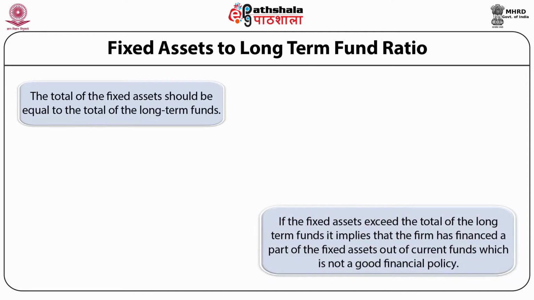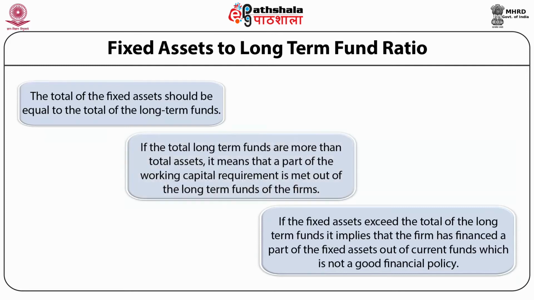If the fixed assets exceed the total of the long-term funds, it implies that the firm has financed a part of the fixed assets out of current funds, which is not a good financial policy. If the total long-term funds are more than total fixed assets, it means that a part of the working capital requirement is met out of the long-term funds of the firm.